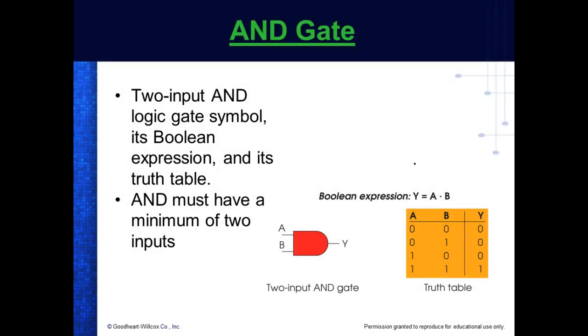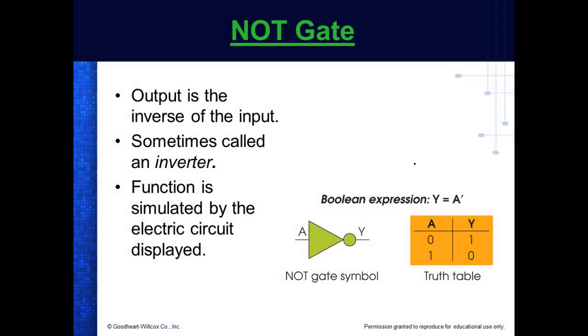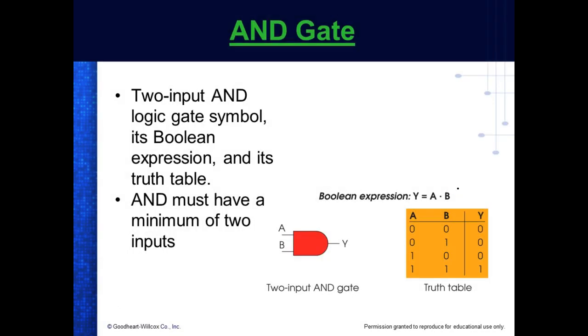This is an AND. 2 input AND logic gate symbol and Boolean expression. So here's the Boolean expression right here. Did they give us the Boolean expression for the not? It's kind of weird. Yeah. So Y equals what? Not A. The Boolean expression is the way we would create a math equation.